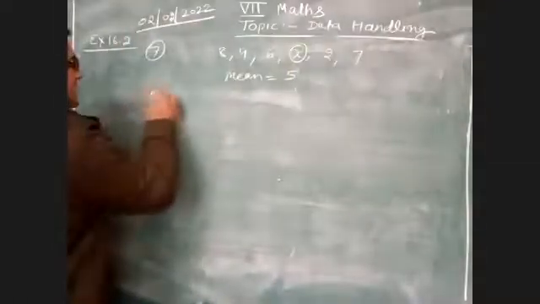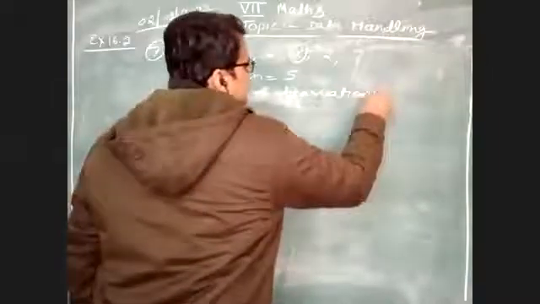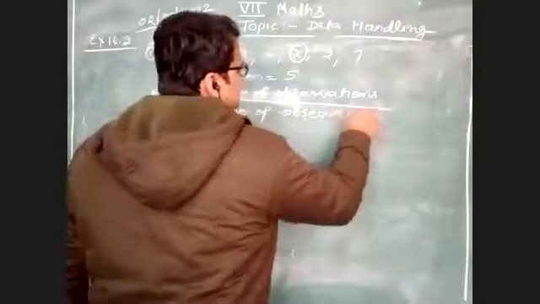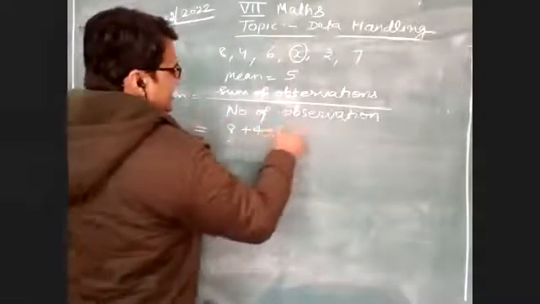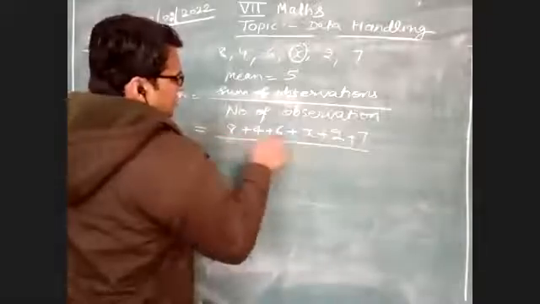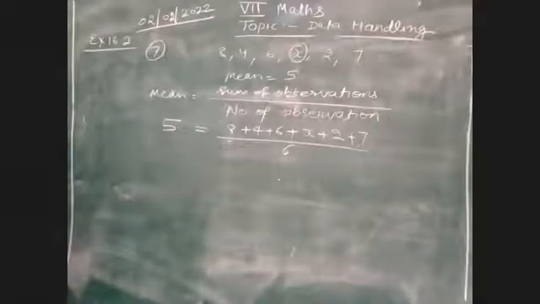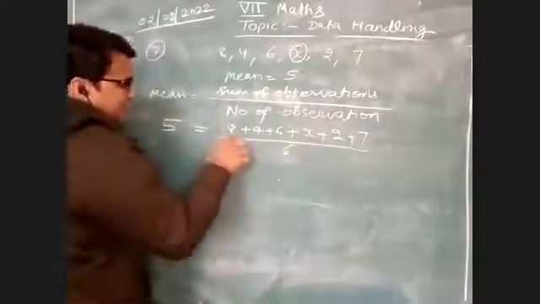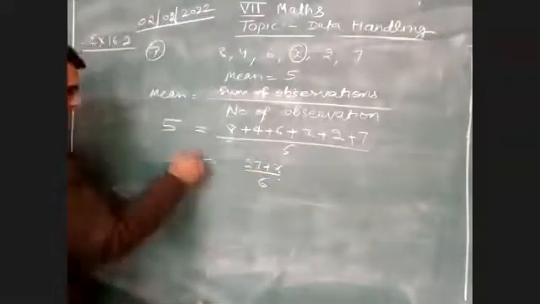As you know, the mean of any data is the sum of observations divided by the number of observations. The sum of observations 8, 4, 6, x, 2 and 7, divided by the number of observations, which is 6. The mean is given as 5. Now x cannot be added in this term, but 8, 4, 6, 2, 7 can be added. After adding them you will get 27 plus x divided by 6, equal to 5.